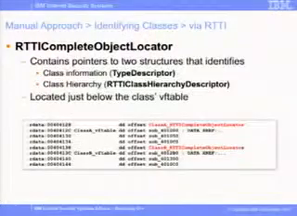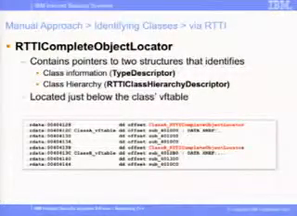The first data structure for RTTI is what we call the RTTI complete object locator. It has pointers to two other data structures. The first is called the type descriptor, which contains information about the class, like the class name. The second is the RTTI class hierarchy descriptor, which contains the hierarchy of the class.